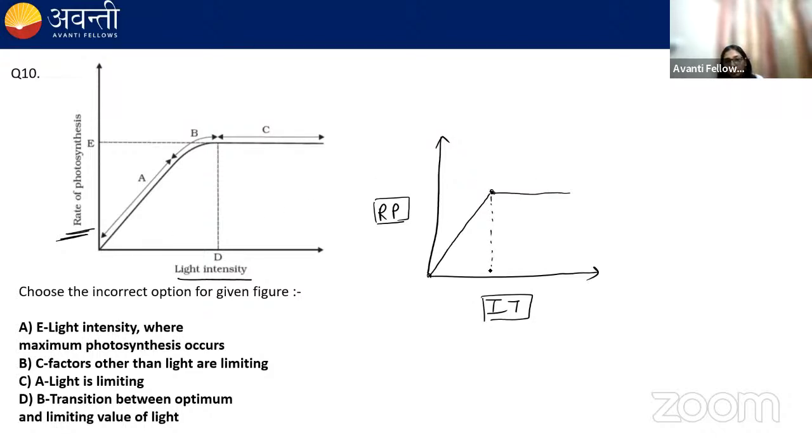So this is the point at which you can see the rate of photosynthesis is maximum. E is showing the rate of photosynthesis and D is showing the light intensity at which the rate of photosynthesis is maximum. Remember this: D is showing the light intensity, E is showing the rate of photosynthesis. Okay. This is A. So A represents that light is limiting.